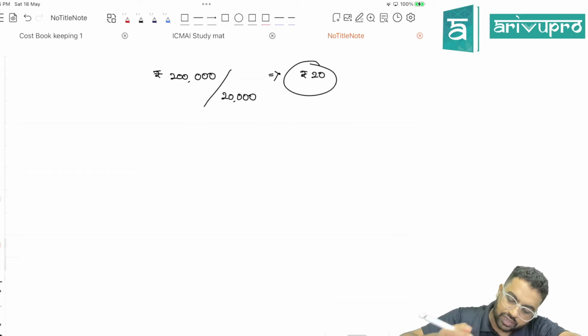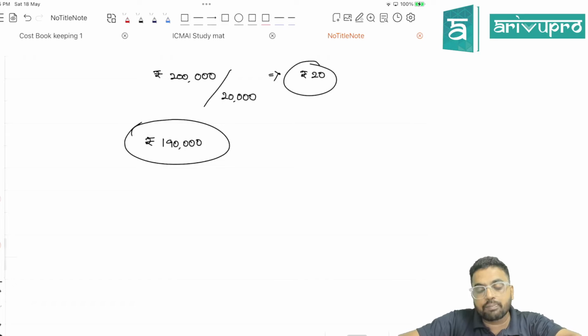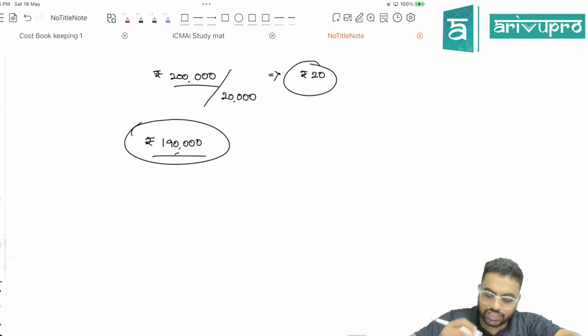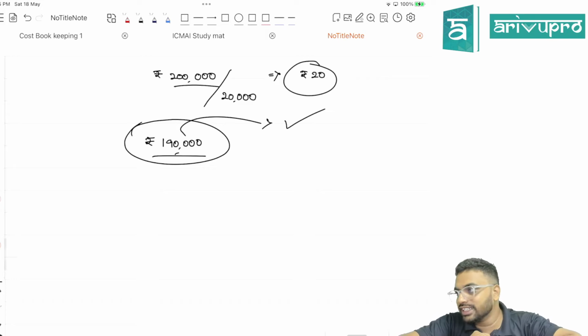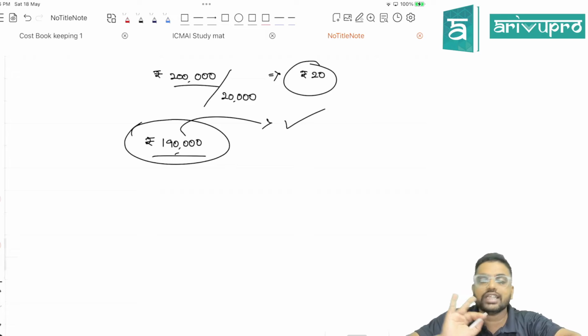I ended up paying rupees 190,000. They gave me some discount and all. So I ended up paying 190,000 actually as my expenditure. Now my question is, in the books, will you record 2 lakh or will you record 1,90,000? The answer is, in the books of accounts, you will record 1,90,000, because in the financial accounts, we don't record the absorption. We record how much is actually incurred.